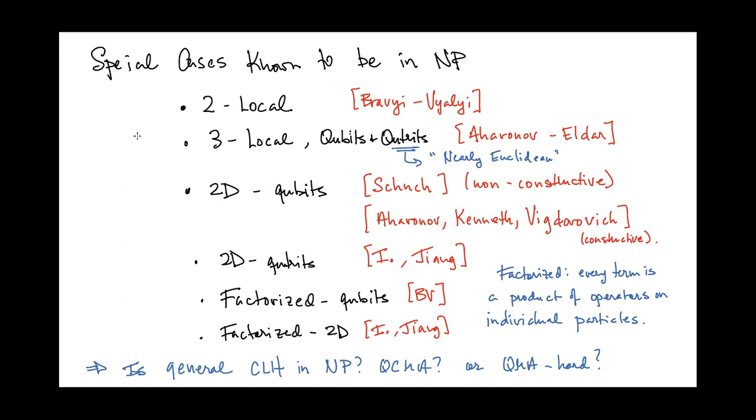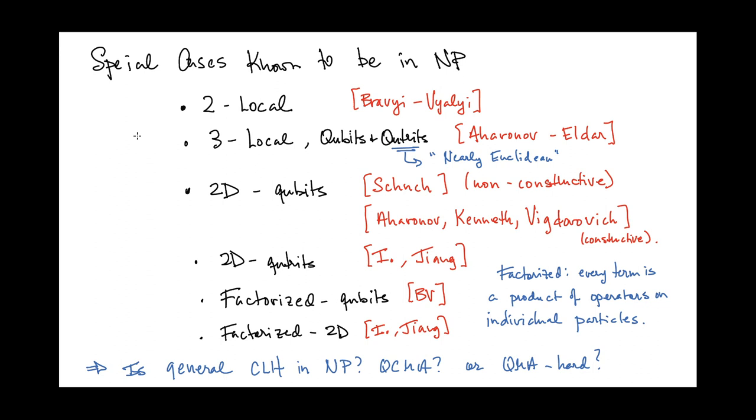Recently, we extended Norbert's result to qutrits. And then Bravyi and Vyalyi showed some special cases for factorized commuting local Hamiltonians. Factorized means that each term is the product of operators on individual particles. The general commuting local Hamiltonian is completely up for grabs. We don't know if it's in NP, in QCMA, or QMA-hard. So that still remains an open question.